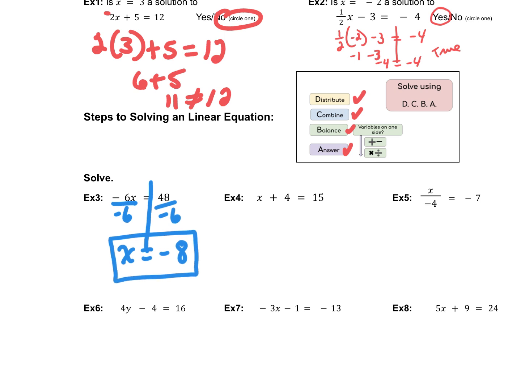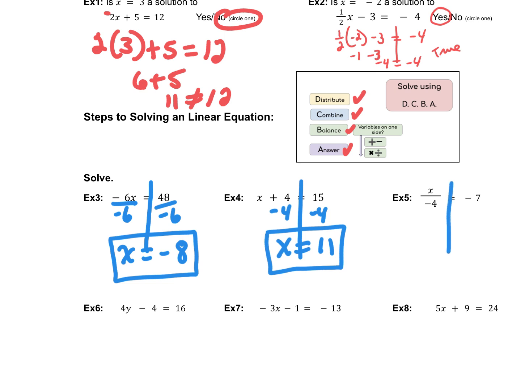All right, same thing here. You're drawing your line to show the balance. You're going to subtract 4. X is equal to 11. And go here, draw a line down the middle. This is x divided by -4. So you're going to multiply each side by -4. Oops. So you get x is equal to 28.